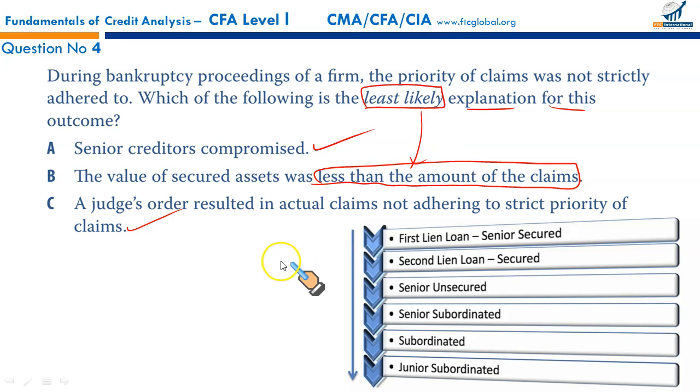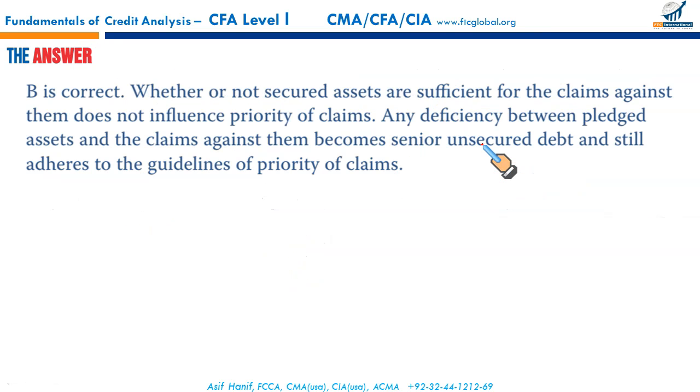See, now let's say this is your pledged asset, 100 million. But this was not sufficient to fulfill the claim. So the unfulfilled claims will become senior unsecured. Any deficiency between the pledged asset and the claims against it becomes senior unsecured debt and still adheres to the guidelines of priority of claim. So this is the least likely explanation. So that makes B our correct option.